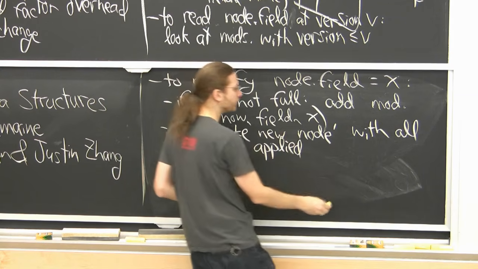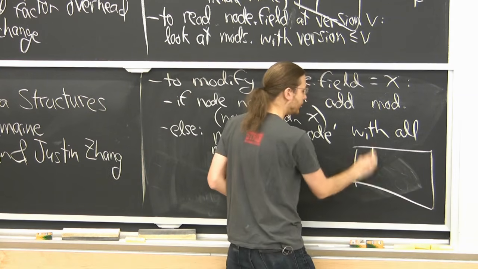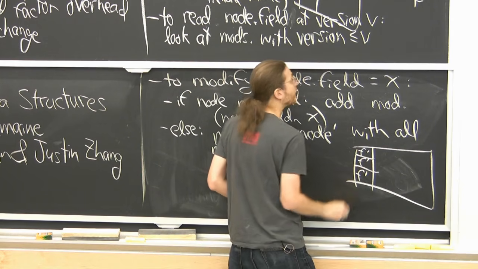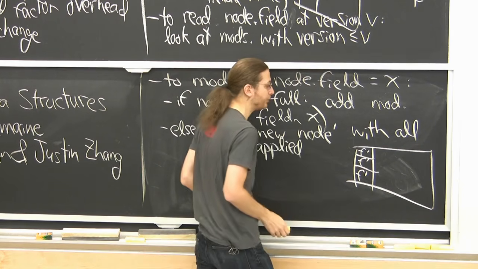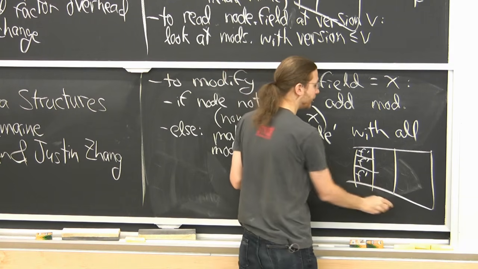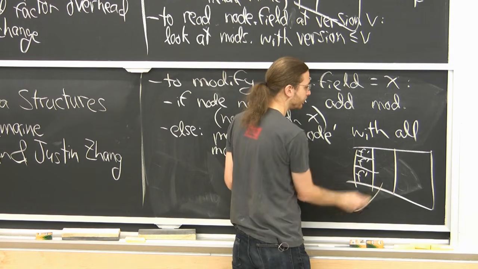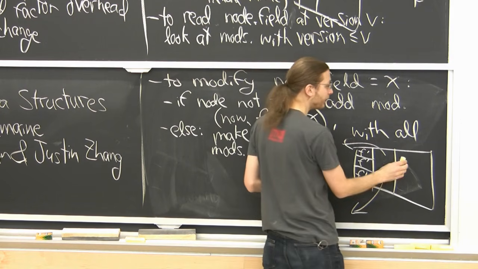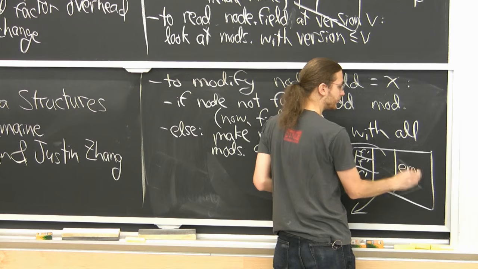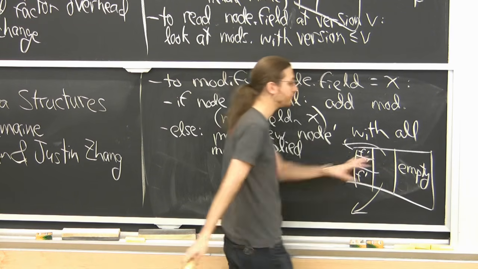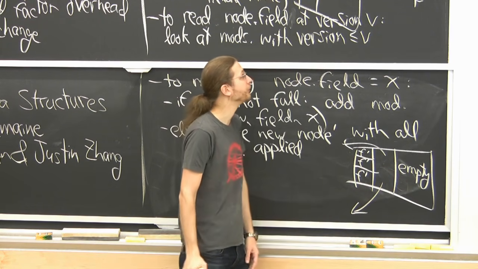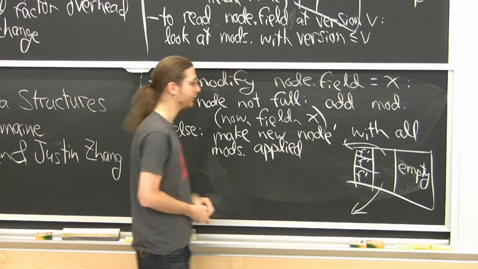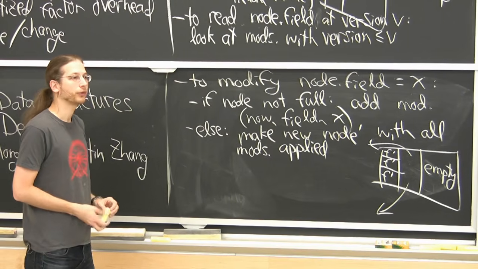Okay, so we make a new version of this node. It's going to have some different fields, whatever was the latest version represented by those mods. It's still going to have back pointers, so we have to maintain all those back pointers. And now the mods initially is going to be empty, because we just applied them all. So this new node doesn't have any recent mods. Old node represents the old versions. This node is going to represent the new versions. What's wrong with this picture?